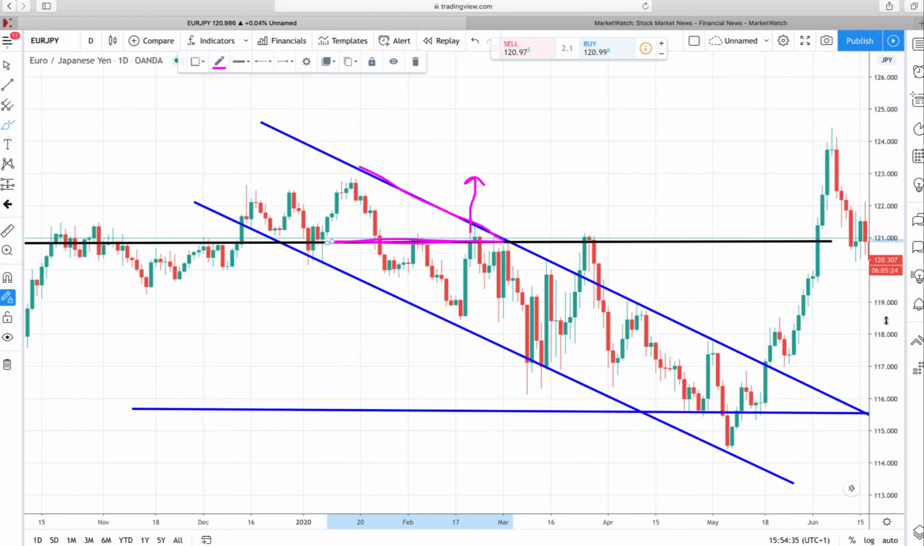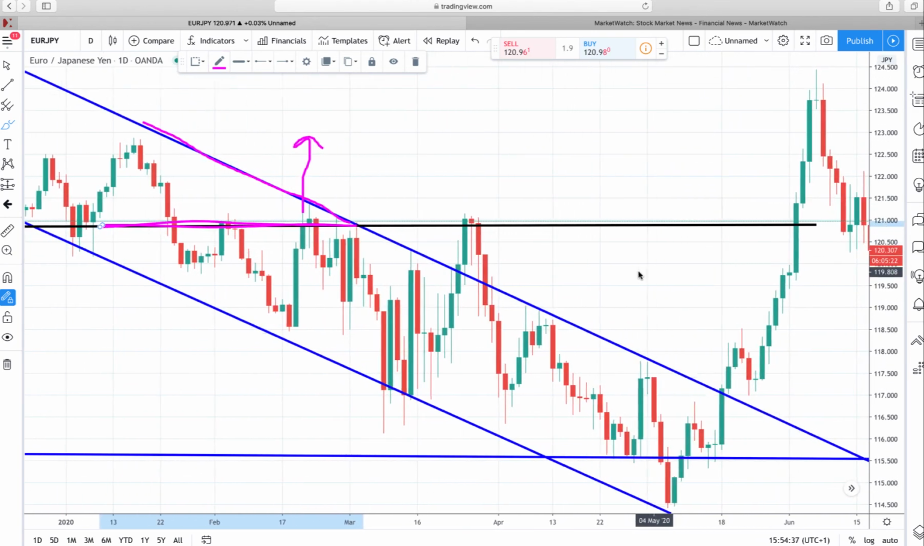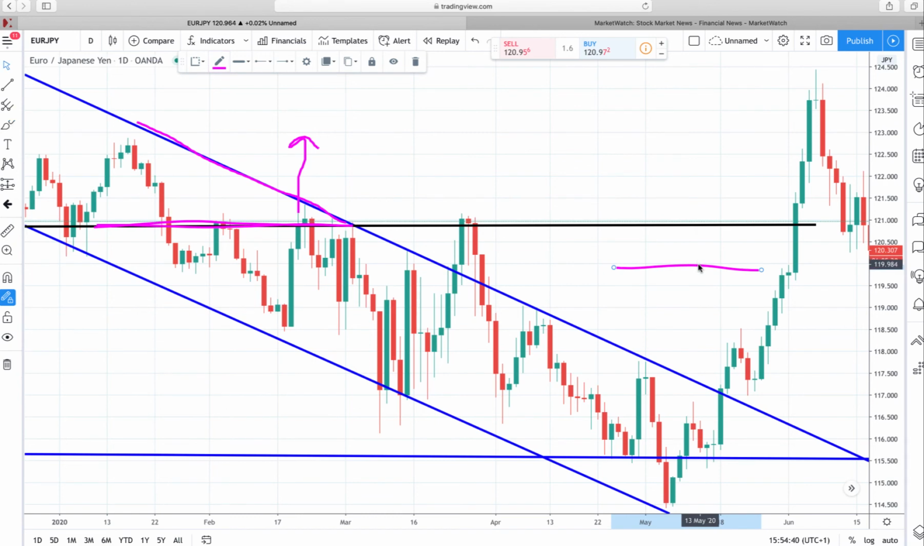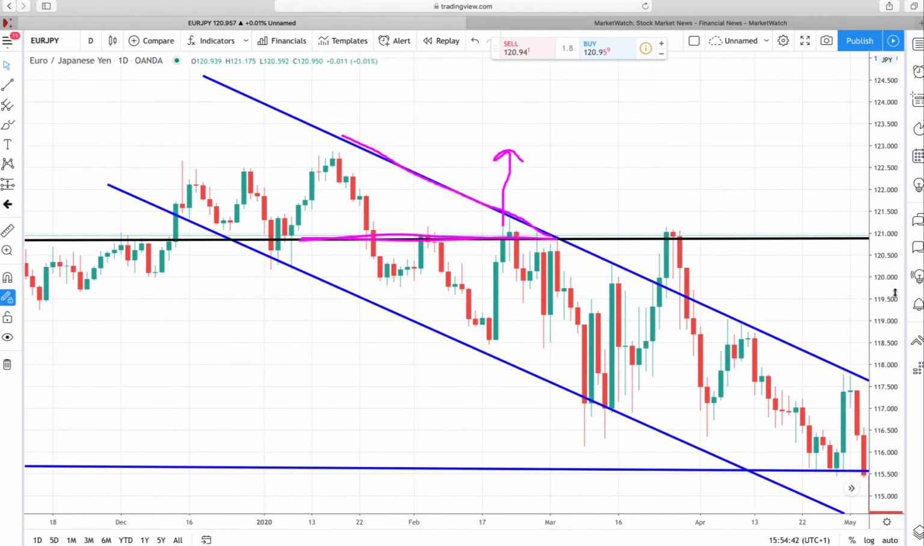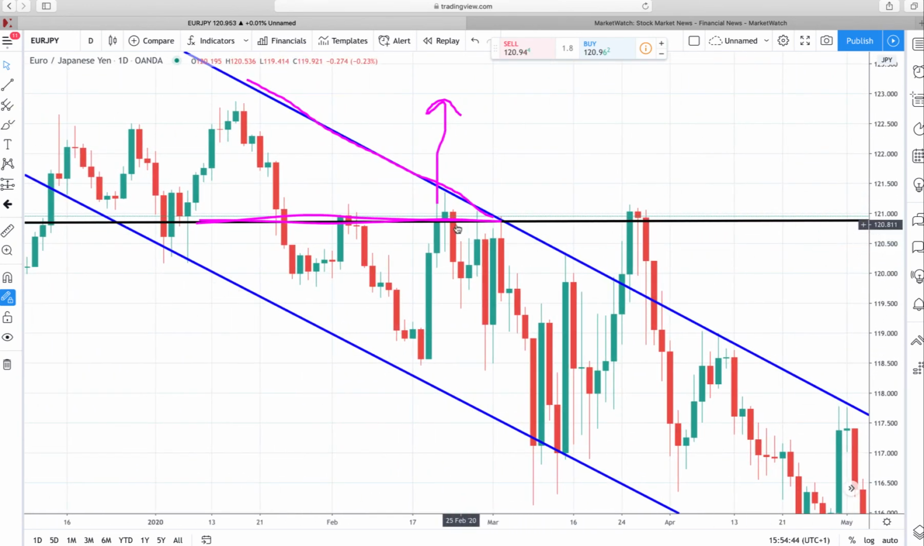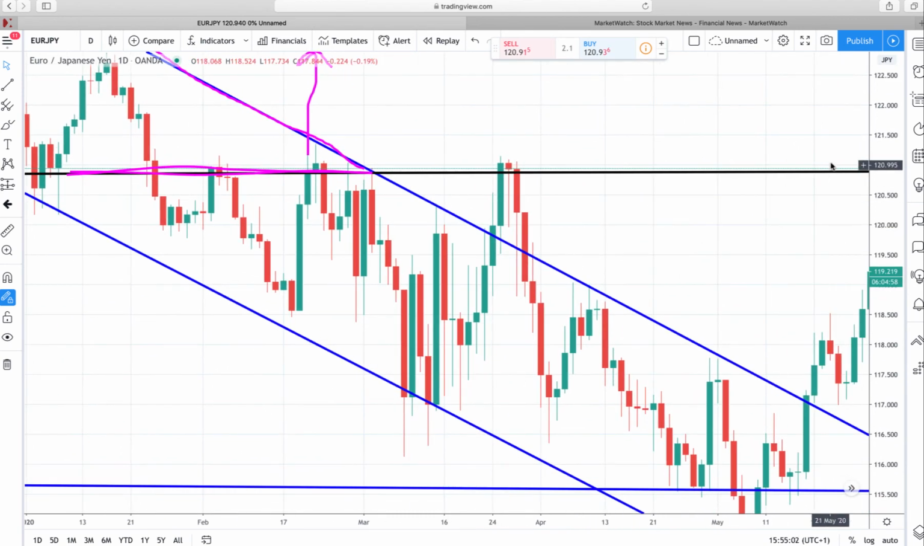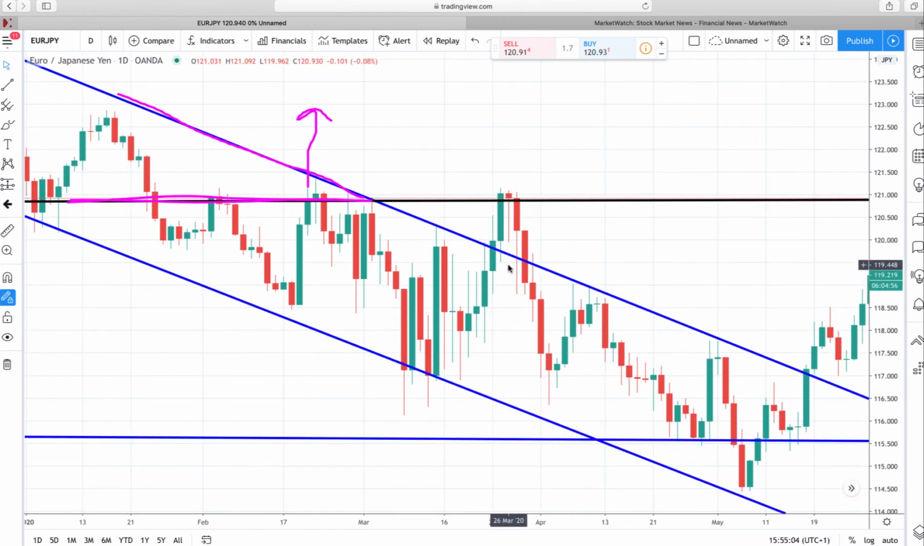So look, price went. So now you know how the candles open and close, so you can understand this a little bit better. Look what happened. The candle went all the way up and was rejected and closed at this level here, pretty much the same level as the 120 mark. And then went all the way down, okay? But then look what happened here.